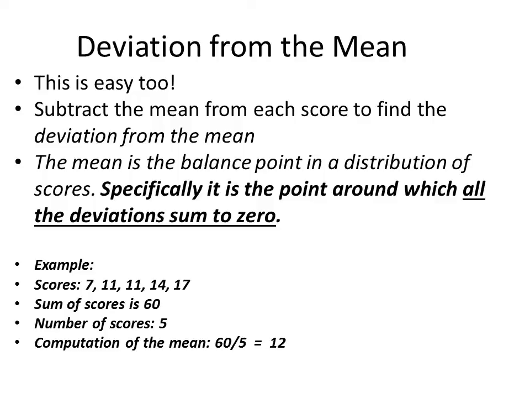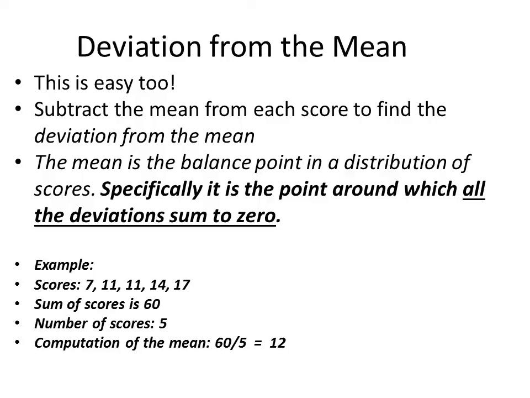Well, now let's talk about what we mean by deviation from the mean. What we do is we then subtract the mean from each score to find the deviation from the mean. Now remember, we said the mean is the balance point in a distribution of scores. Specifically, it is the point around which all the deviations sum to 0.